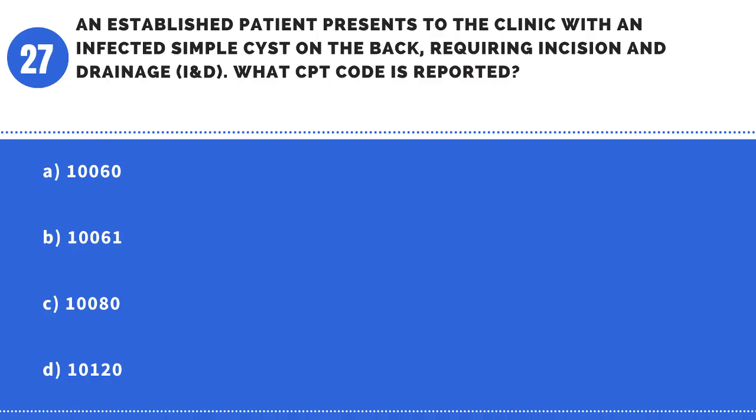Question 27. An established patient presents to the clinic with an infected simple cyst on the back, requiring incision and drainage, I&D. What CPT code is reported? A. 10060. B. 10061. C. 10080. D. 10120. Answer: A.